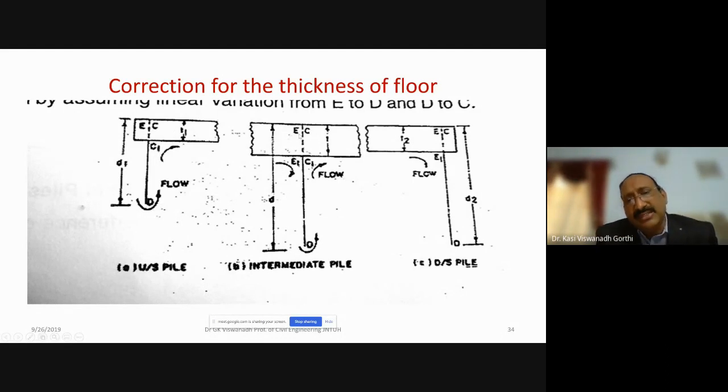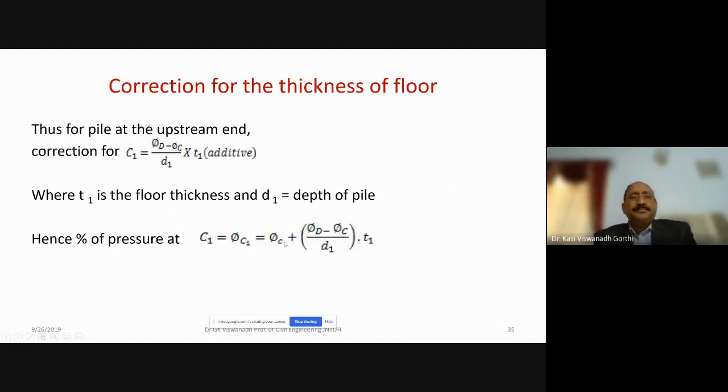Here, once again at E, corresponding to E to D you take, and you need to obtain the pressure at point E1. And on this side also, corresponding to C to D, you have a linear variation and you need a simple interpolation to get the value at C1. At the end pile also, the thickness may vary, say T1, T and T2. So correspondingly, from E to D, you take the pressure corresponding to a thickness of T2, to get the pressure at E1. Similarly, the outside.